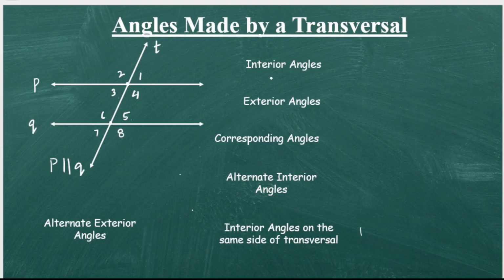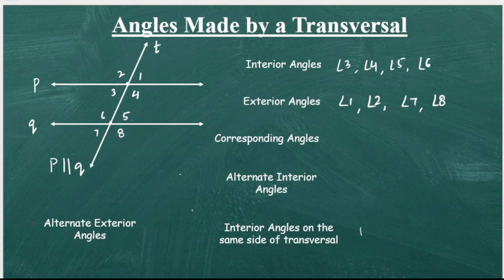Interior angles. As the name tells you, interior angles are those which lie on the interior side of both the parallel lines. Which are those? Angle 3, angle 4, angle 5, and angle 6. These are the interior angles. Next, exterior angles. As the name tells you, these are on the exterior sides of the parallel lines. Which are those? Angle 1, angle 2, angle 7, and angle 8. So these are the exterior angles.